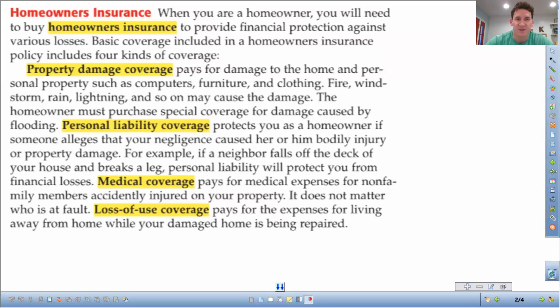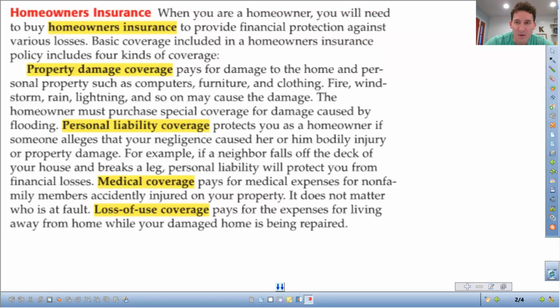So the basic, there's the property damage coverage. That covers damage to the property in case of fire or any other natural disaster, that sort of thing, lightning, rain.